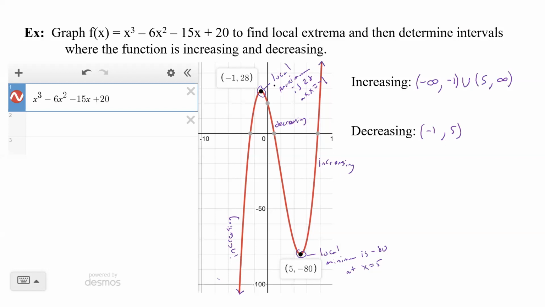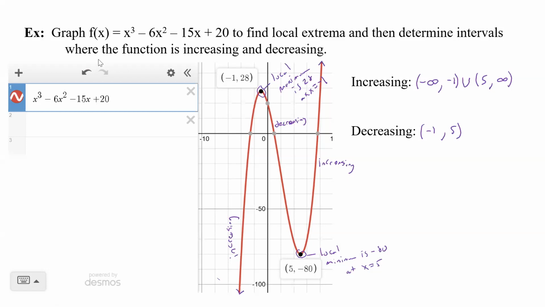And so we found the local maxima is 28 at x equals -1. Local minima is -80 at x equals 5. It's increasing on the interval from negative infinity to -1, union 5 to positive infinity, and it's decreasing from -1 up to 5. Okay, and again, I just used Desmos.com, plugged this in, and it spits out my graph, and I don't actually have to hand plot all those points. Your graphing calculator will do the same thing, and you could see those points from there as well. So if you've got a TI-84, you can do that.